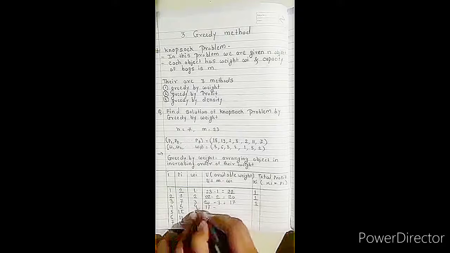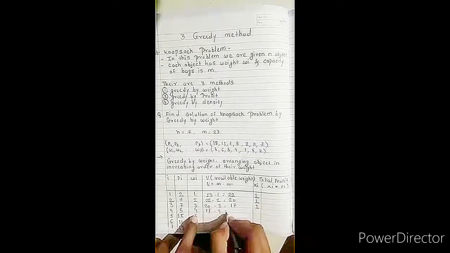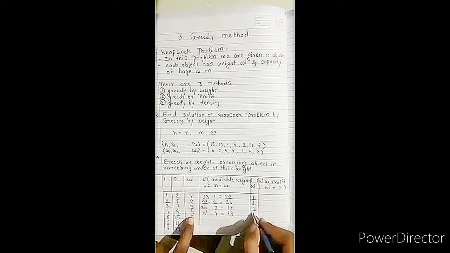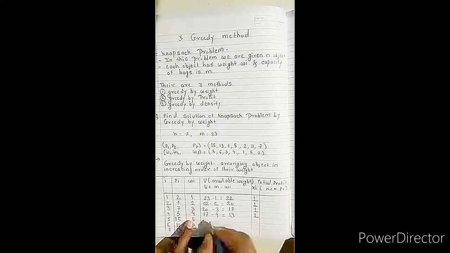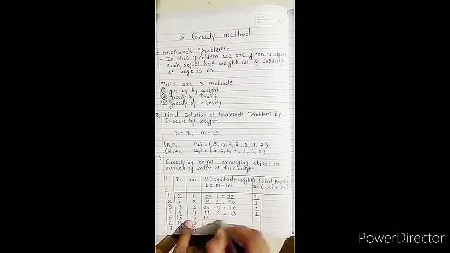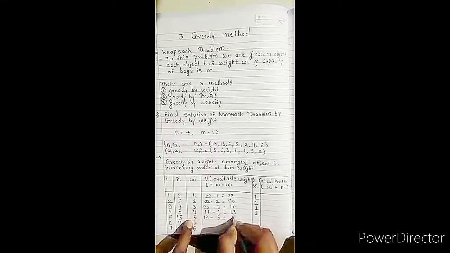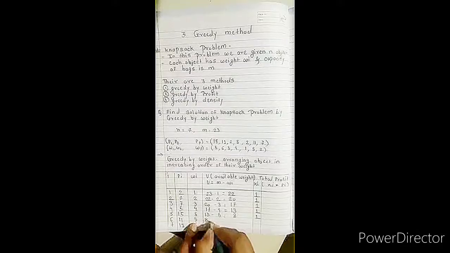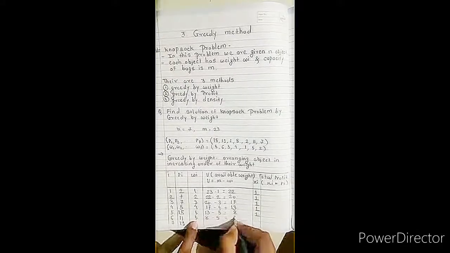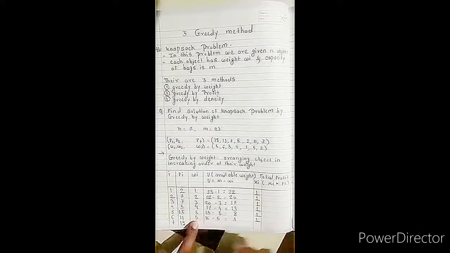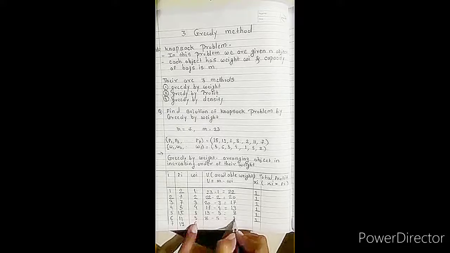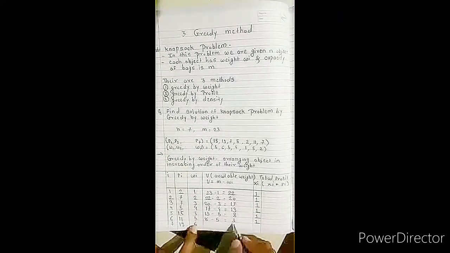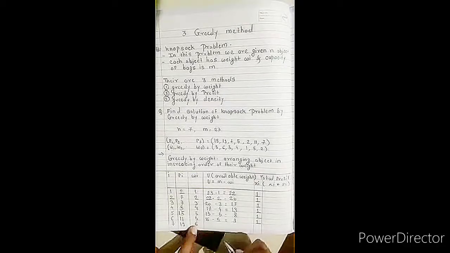Then the available weight is 17, 17 minus Wi which is 4, so 17 minus 4 is 13. So xi is 1. The available weight is 13, 13 minus 5 is 8. So xi is 1. So 8 minus 5 is 3. Xi is 1. Then the available weight is 3 and Wi is 6. So 3 minus 6 is minus 3.